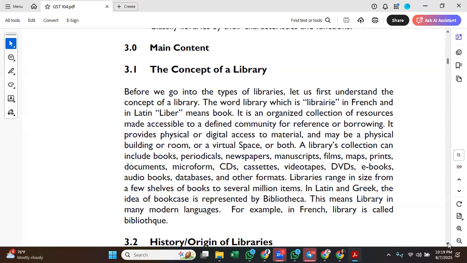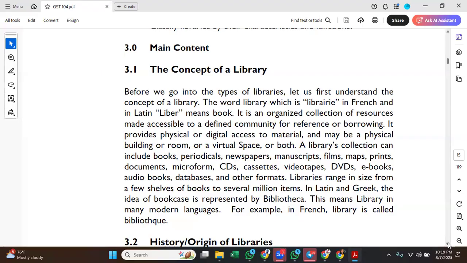When the child starts to observe what kind of thing that paper could fall under, that's what we're trying to do now. We want to look at library on its own. What is this library? What does it do? How does it operate? Where does it come from? So that is what we want to do now, the concept of a library. Before we go into the types of libraries, let us first understand the concept of a library.